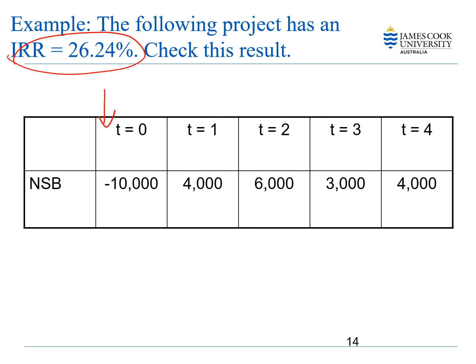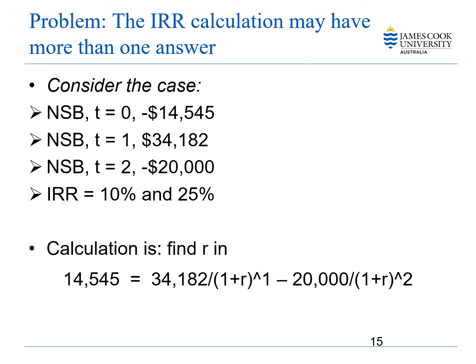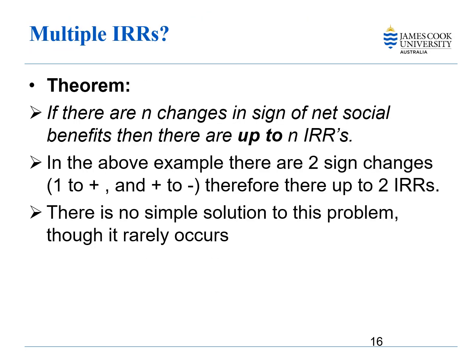Later in the second video, I'll use Excel to illustrate the computation of IRR. And one problem is that IRR calculations might have more than one solution to the equation of NPV equal to 0. Okay, and here's an example. And again, I'll illustrate this in Excel in the second video.